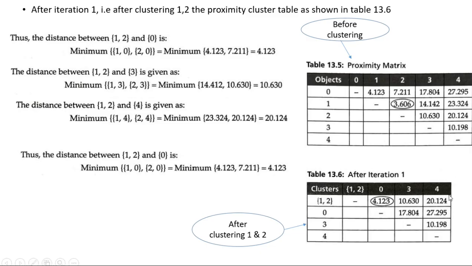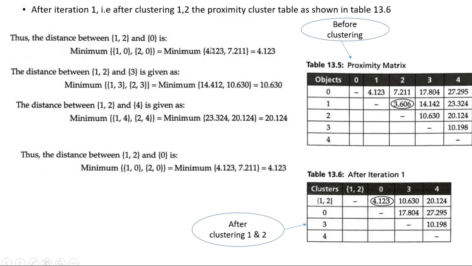Now, how do you fill up this table? Of course, the distance between itself you put as dash dash dash. Okay. Now come to this. What is the distance from 1 comma 2 to 0? Write down here: the distance between the 1 comma 2 cluster and the item 0 is, what is it? The minimum of the distance from 1 to 0 and the distance from 2 to 0.